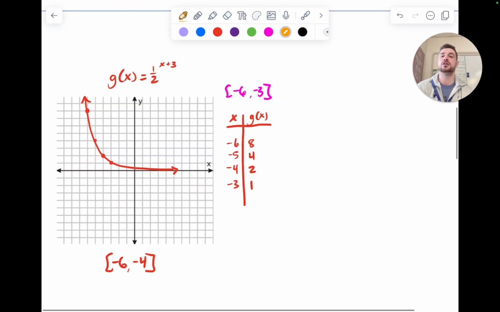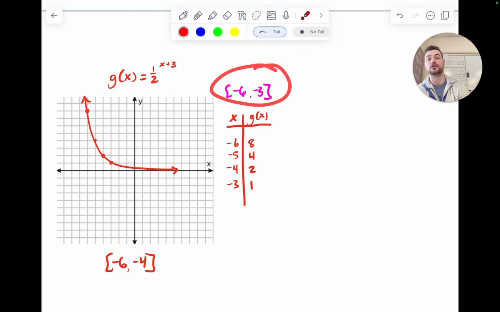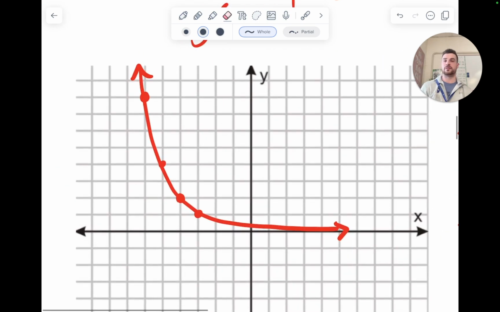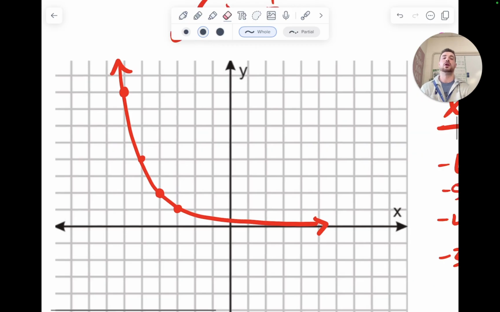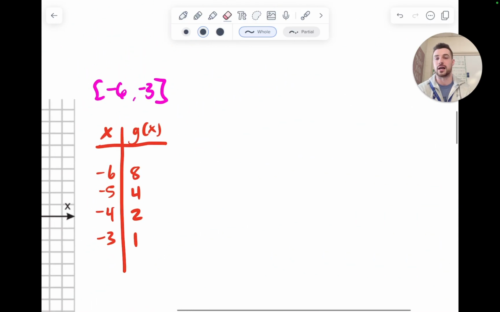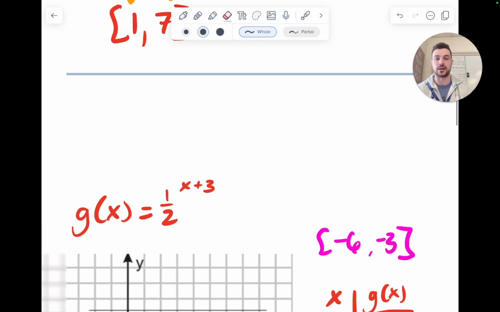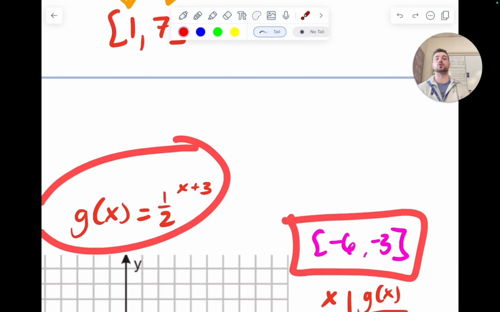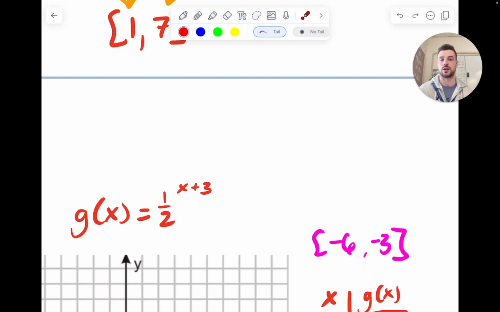We have g of x equals 1/2 to the x plus 3 power. I've got a table of values, I've got a graph, and then this is the interval we're going to want to find our average rate of change from. Instead of just looking at the graph and connecting those 2 points and finding the slope, why don't we just focus on the interval? So let's just pretend that we are only given the equation and then the interval for which we wanted to find our average rate of change.